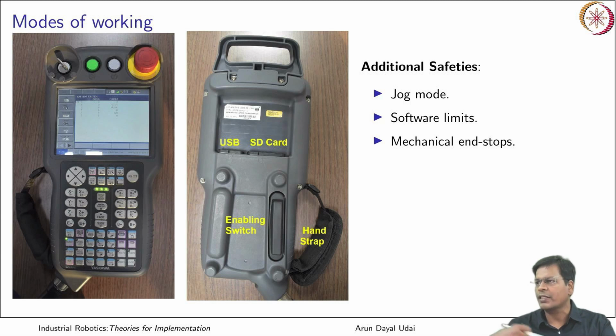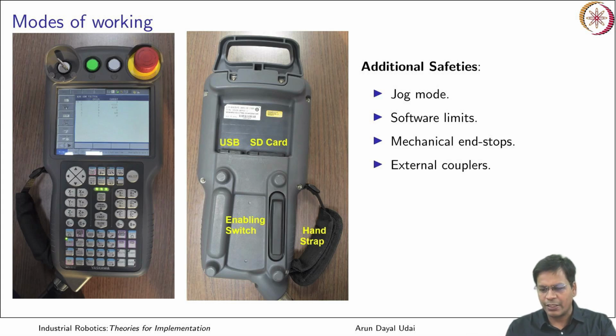Mechanical end stops are there. By default, joints have mechanical end stops, but that is not very safe to use. You should not take your robot to those mechanical end stops. Once it goes there, the robot can lose its mastering also, right? Due to the high amount of jerk once it collides with the mechanical end stops.